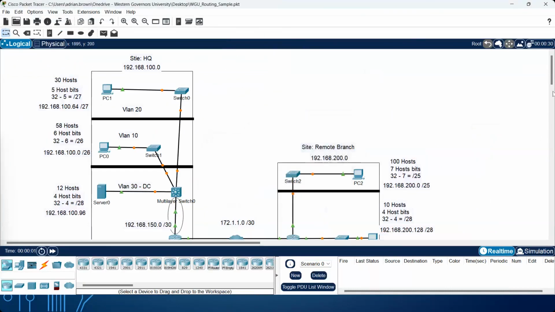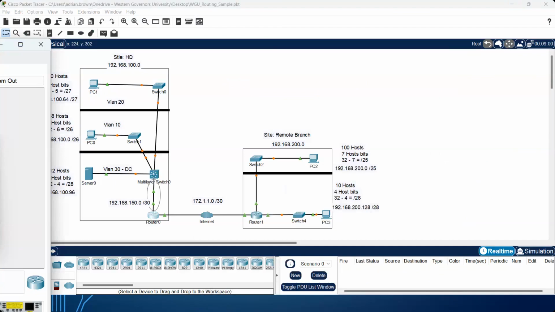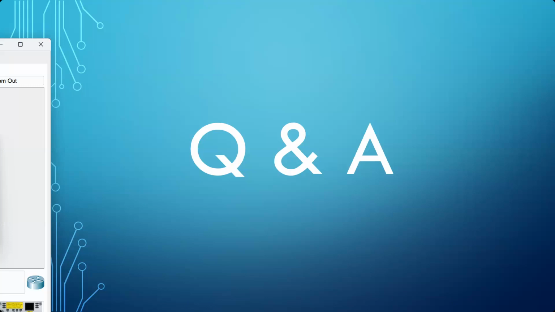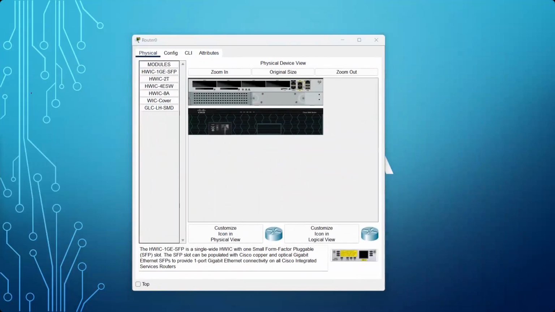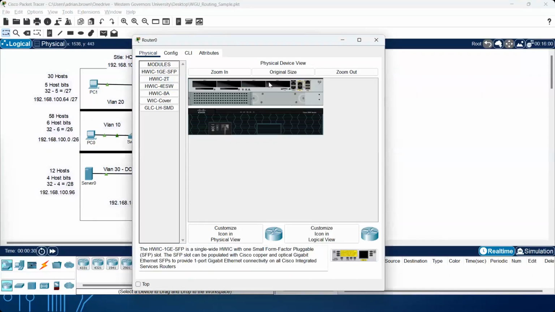All right, guys. Let me zoom out just a little bit so you can see. I have a headquarters and I have a remote branch. If I want to connect between them, and I have the internet here, let's look at one of the routers just to see what information we can glean from a router. Uh-oh, looks like I clicked off. Hold on. There we are. All right, here's my router.